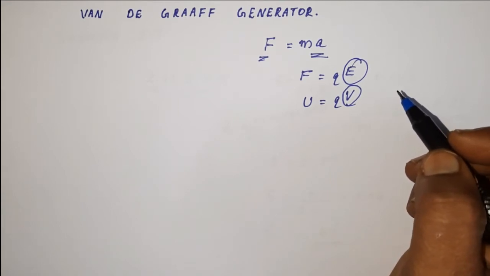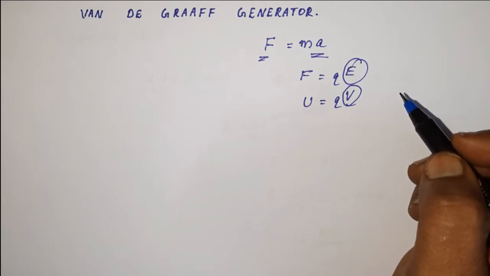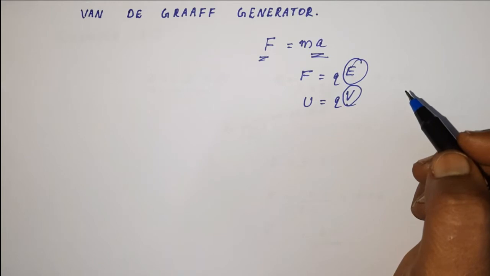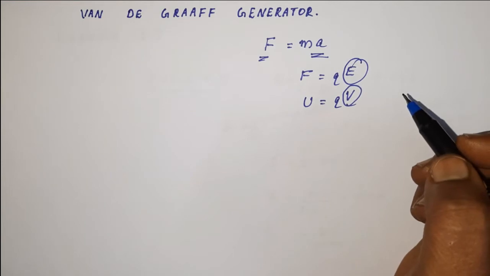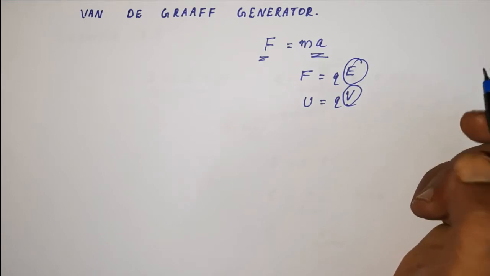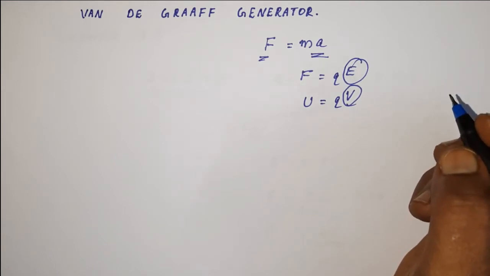For such a case, the device we use is called a Van de Graaff generator. Actually, the constructional details of the Van de Graaff generator we need not study. It's given on the last page of that chapter. You need not study that. We need to study only the theory behind the working of the Van de Graaff generator.